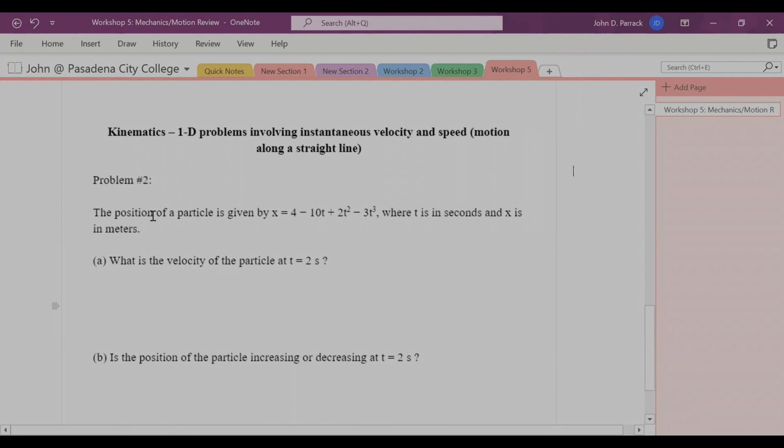Okay. The position of a particle is given by x is equal to 4 minus 10t plus 2t squared minus 3t cubed, where t is in seconds and x is in meters. So really this is x as a function of t. As t changes, x changes. And then the question they ask us is, what is the velocity of the particle at t equals 2 seconds?